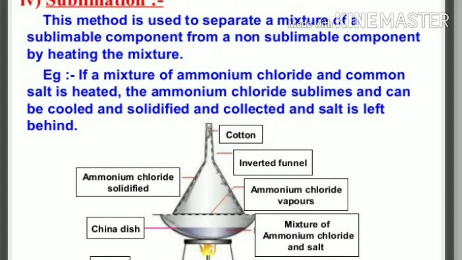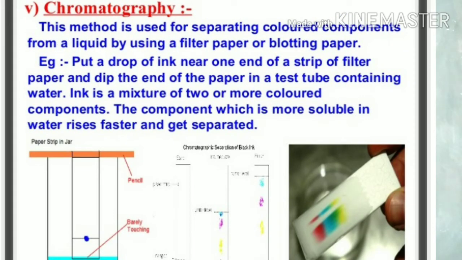Now we are going to learn about the process of chromatography. This method is used for separating colored components from a liquid. For example, a dye may contain one or more colors. If I want to separate all the colors in the dye by using a filter paper or blotting paper, I can use this technique called chromatography.